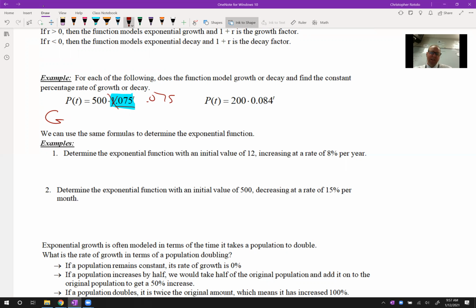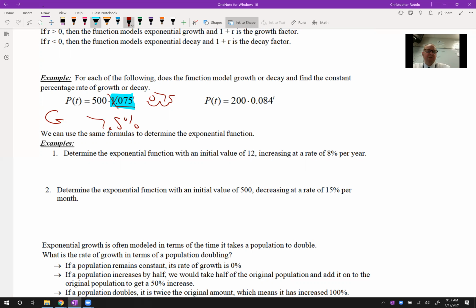So in some texts, they might say 0.075 is going to be our growth factor. But if they want it as a percent, remember I have to move 2 places. So 7.5% growth looks like 1.075. Okay, so that's kind of the translation. So we're always working around 1. When it's a growth, it's how much more than 1.